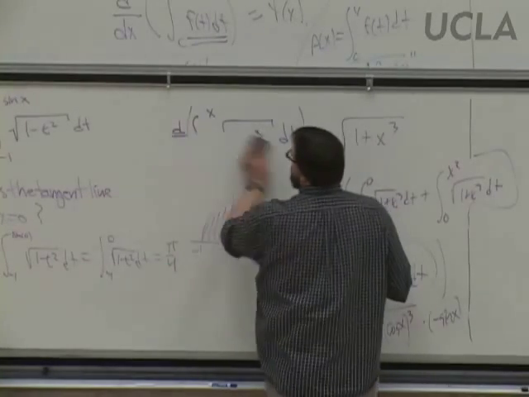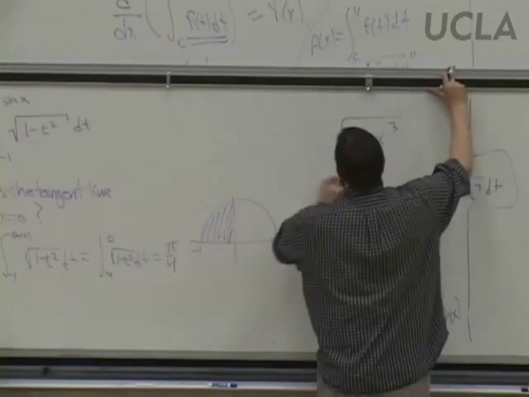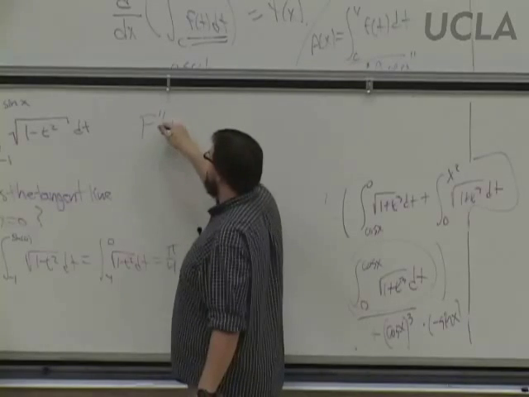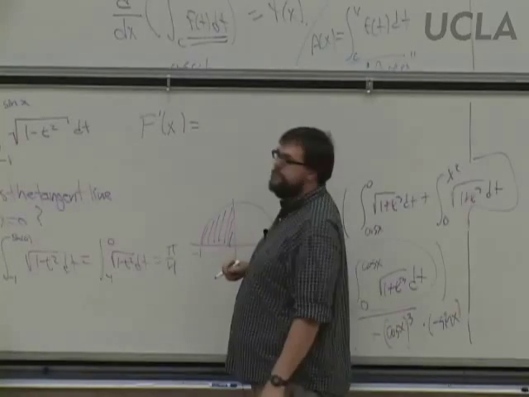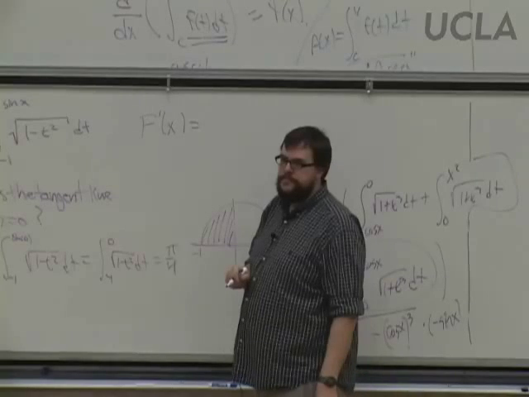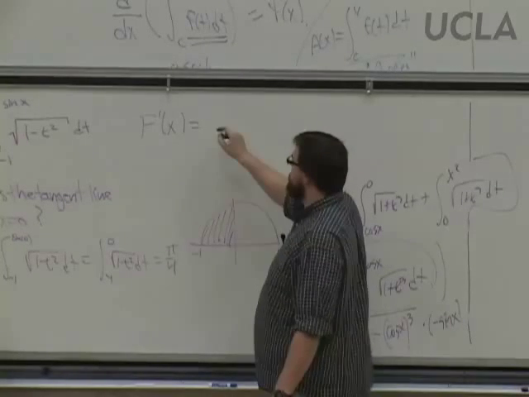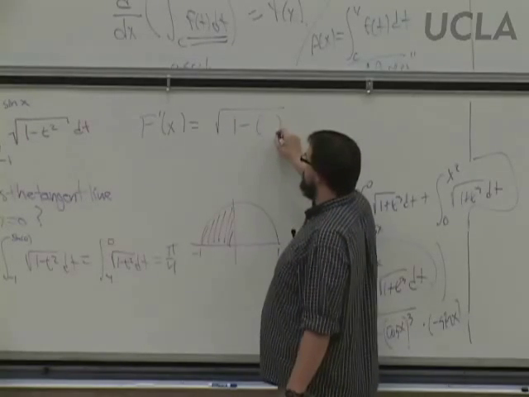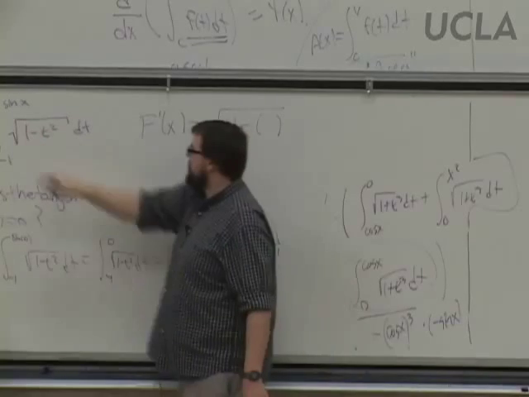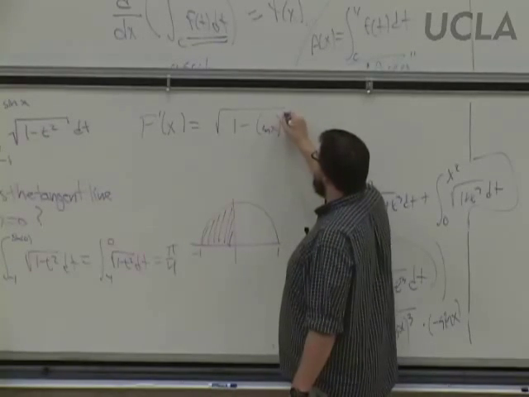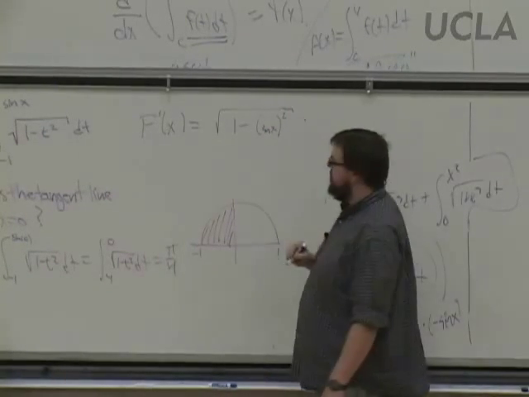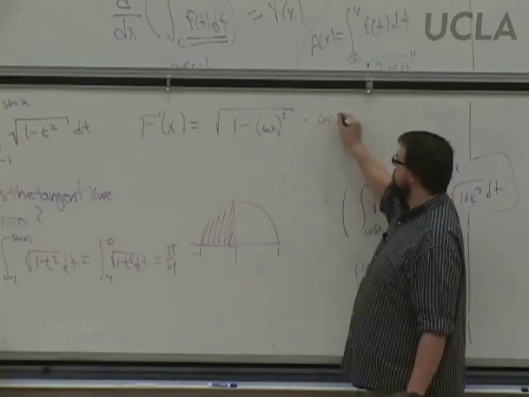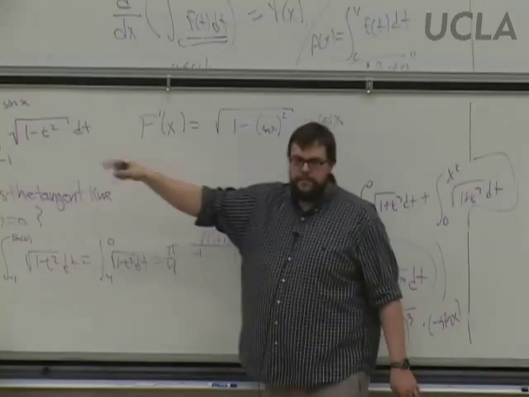How about f prime of 0? Well, to figure out f prime of 0, I want to figure out what f prime of x is. So let's find f prime of x. F prime of x is the square root of 1 minus, and then the inside function I replace by the sine of x, squared, times the derivative of sine, cosine, and then the bottom is a constant, so we don't need to worry about that. Now we're done.